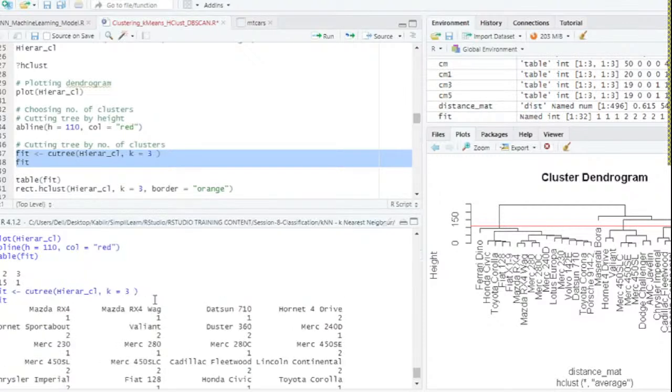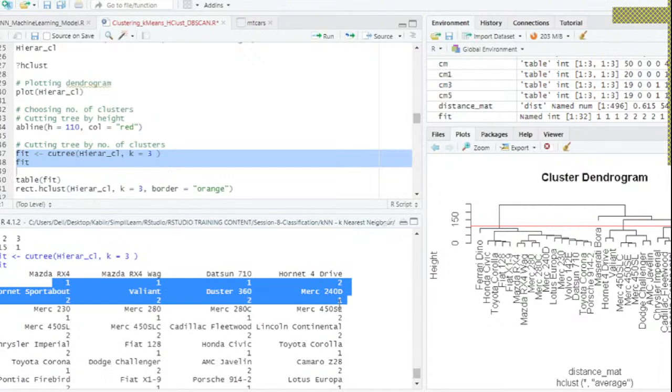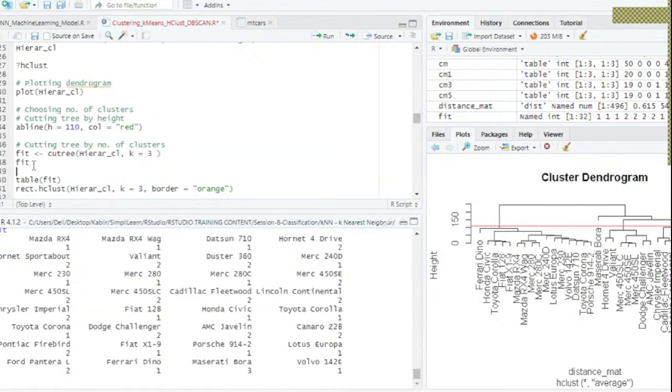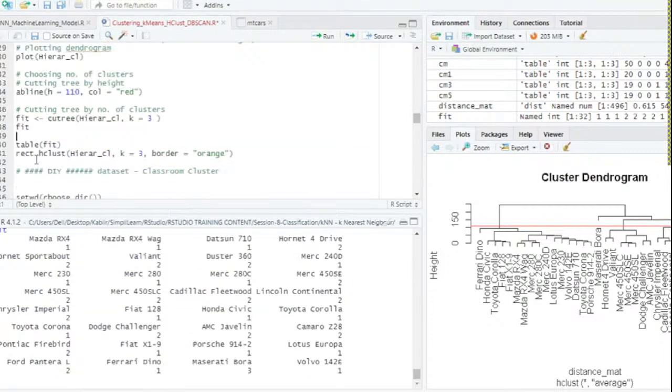So it has classified, line number 37 and 137 and 138, all the cars into three clusters.